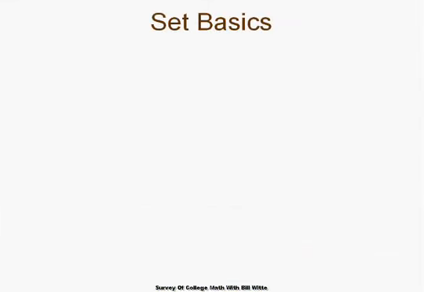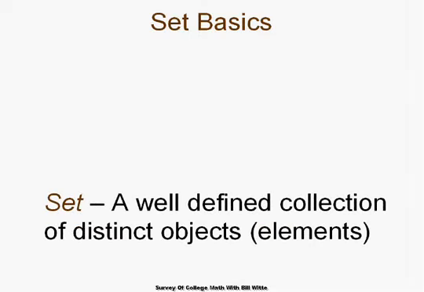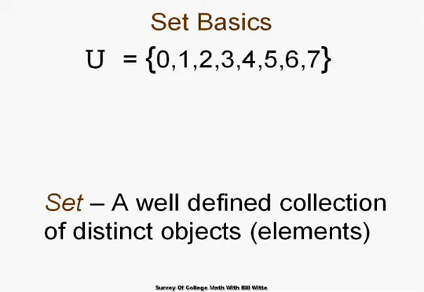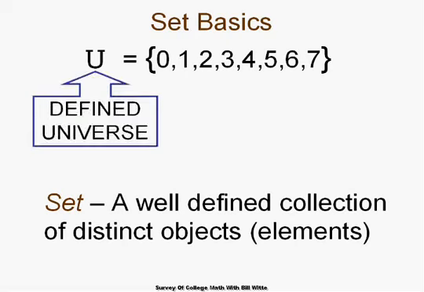But let's look at the basics of sets. What is a set? A set can have any objects in it at all. It has to be, however, a well-defined collection of different, distinct objects. We call them the elements of the set, and they get picked out of the universe. We'll always use a capital U for that. You only get to pick elements out of the universe of that problem, and we'll always define the universe for you.